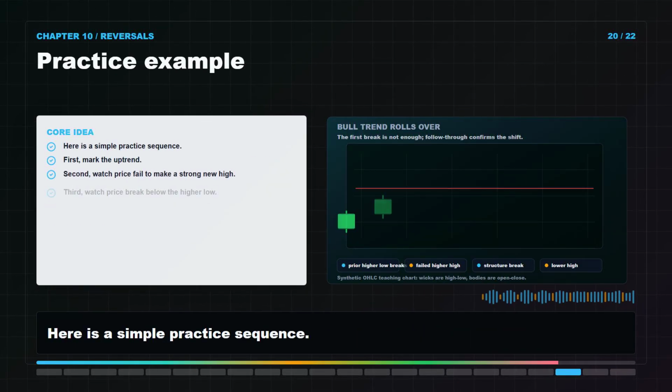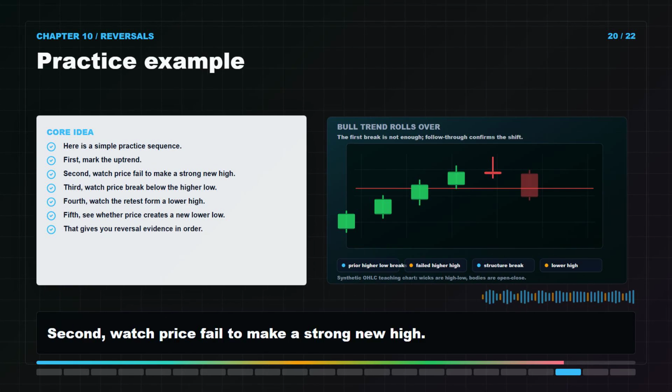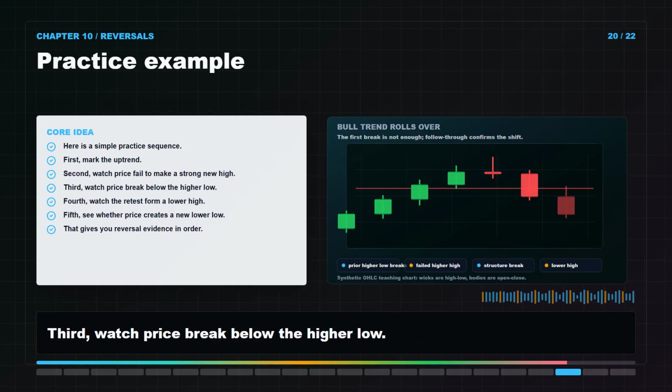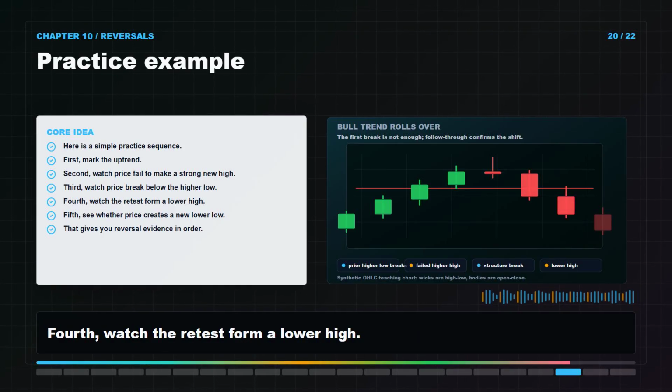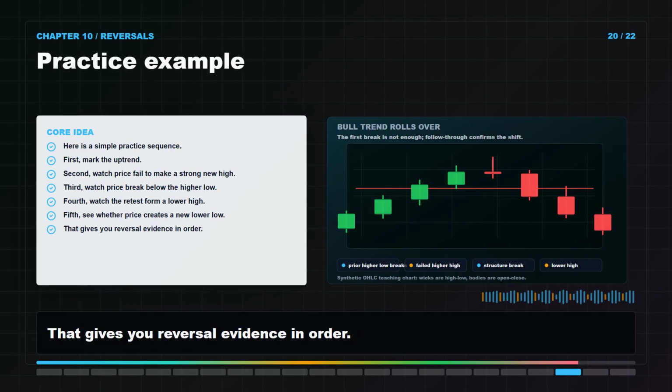Here's a simple practice sequence. First, mark the uptrend. Second, watch price fail to make a strong new high. Third, watch price break below the higher low. Fourth, watch the retest form a lower high. Fifth, see whether price creates a new lower low. That gives you reversal evidence in order.